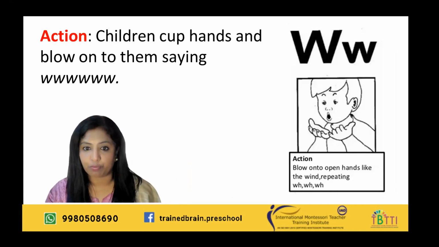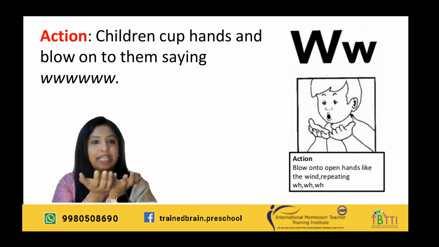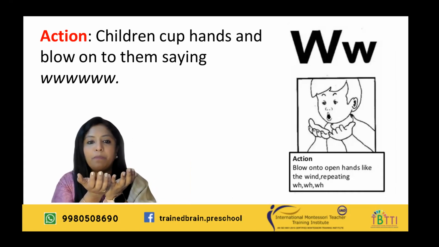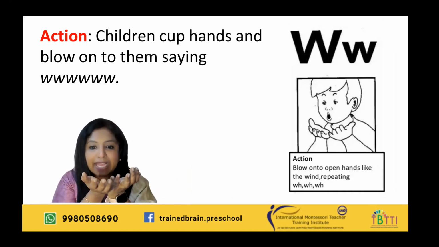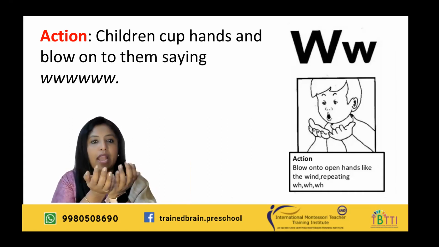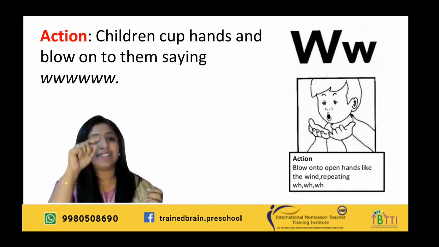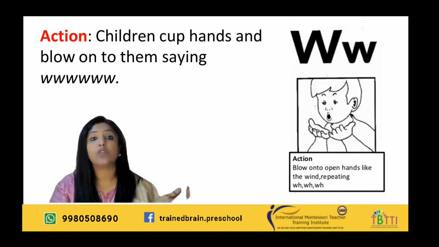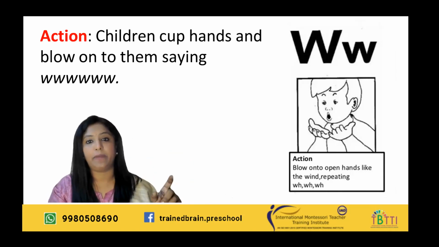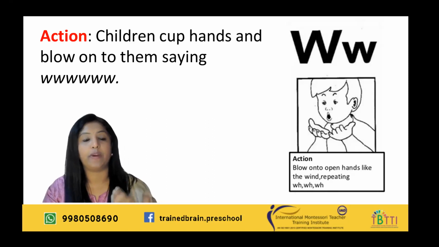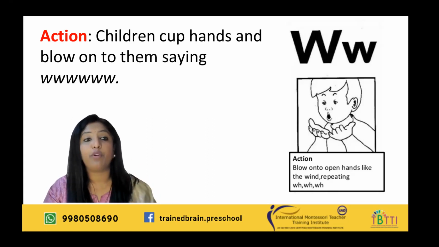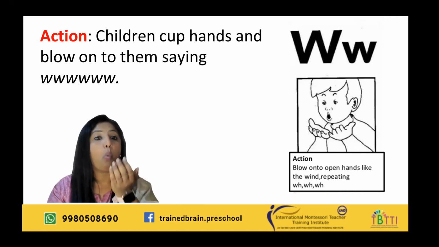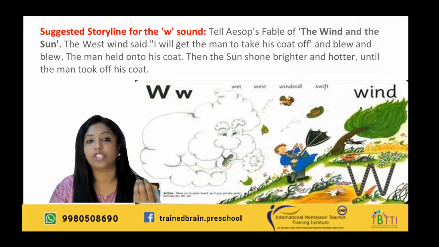What is the action that I do? So I first open my hands like this. I put it right under my jaw and I blow onto my hands. So I blow onto my open hands just like a wind. And I say, "Wah, wah." So when I say wah, the H also is heard. So it's like WH. The H is also heard. Right, Lavanya. You're doing it the right way. So that's how you do it. So children would cup their hands, blow onto their hands and say wah. So that becomes my action.